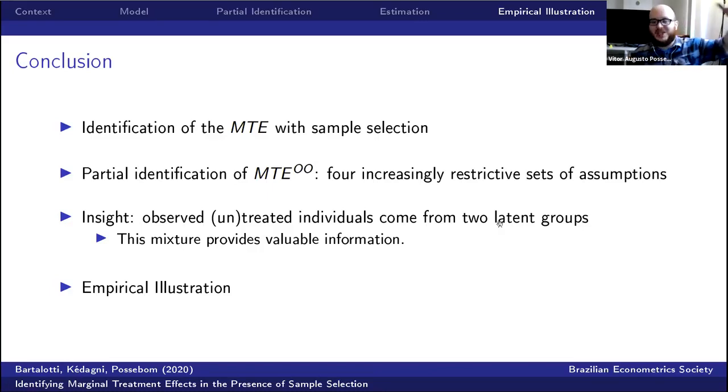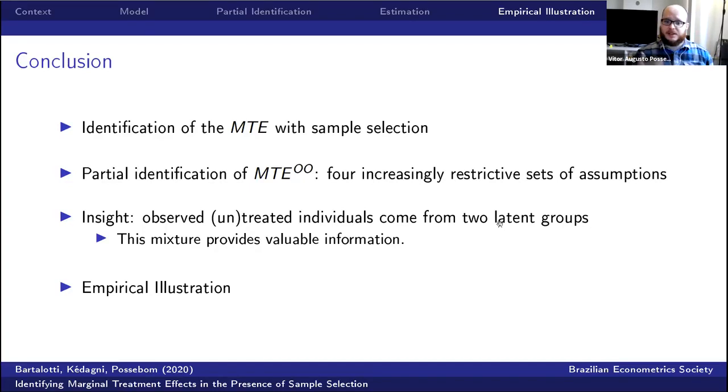Moreover, we have this layered analysis that allows us to understand the MTE function, first of all, in a very unrestricted and credible way, and then we impose stronger and stronger assumptions to tighten those bounds.